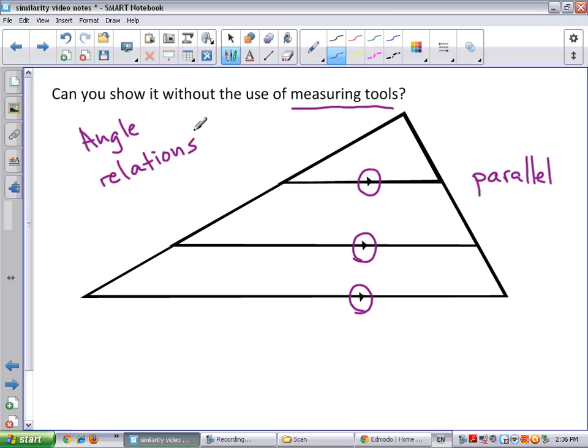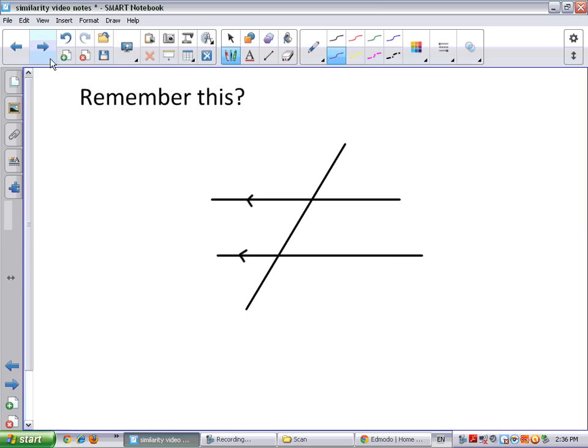My thing just froze. This thing keeps sticking on me, so you'll have to bear with me. Please obviously feel free to pause the video, go back at any time. So we're looking to use angle relationships to show that those three triangles were similar.